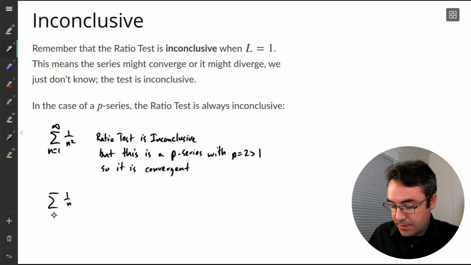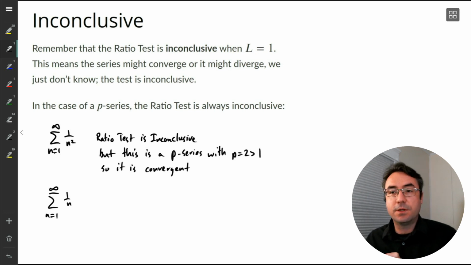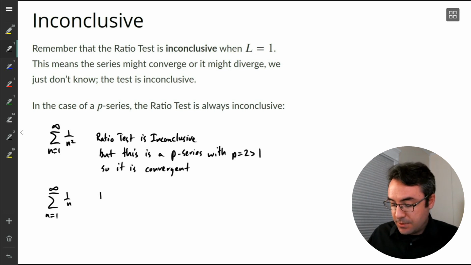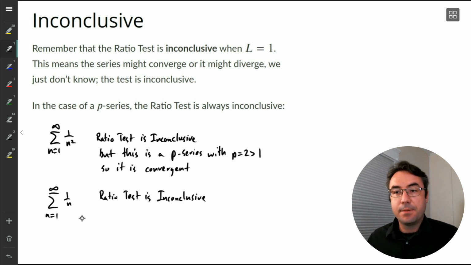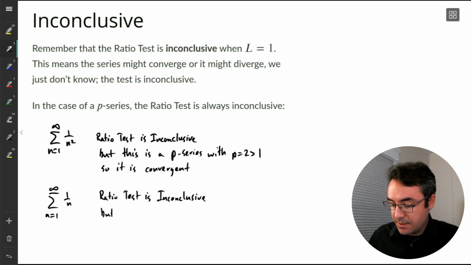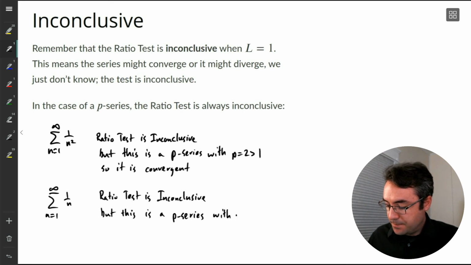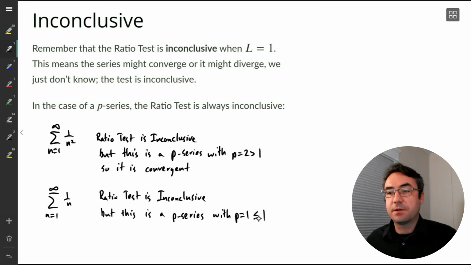Try it out with the harmonic series, 1 over n from n equals 1 to infinity. Again, the ratio test would be inconclusive here. So try that for yourself. Run through the ratio test. See what would happen. But we know what this series does regardless of what the ratio test tells us, because again, this is a p-series with p equal to 1. And we know when the p-values are less than or equal to 1, the p-series diverges.